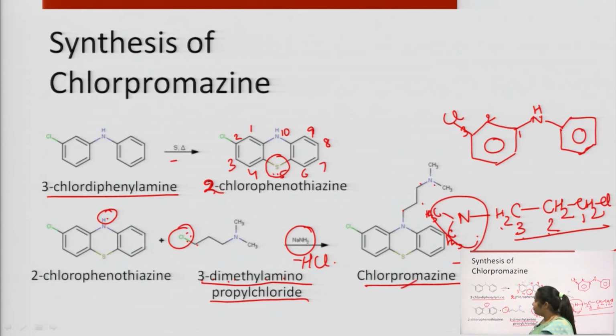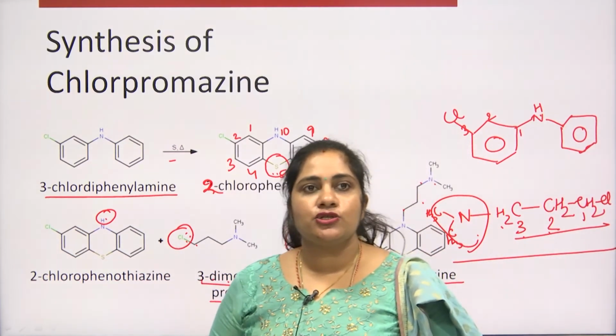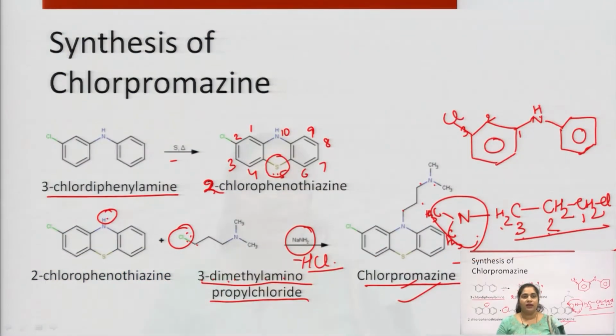So, the synthesis of chlorpromazine: in this synthesis, 3-chlorodiphenylamine, by heating with sulfur, gets converted into 2-chlorophenothiazine. This 2-chlorophenothiazine is further treated with 3-dimethylaminopropyl chloride, and by the removal of HCl, that will lead to the formation of chlorpromazine. So, this is the synthesis of chlorpromazine. Now, have a quick glance at today's lecture.